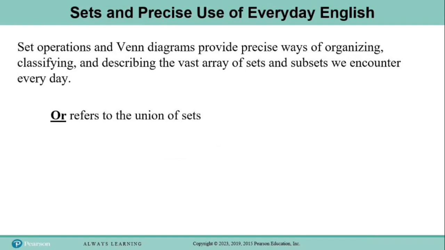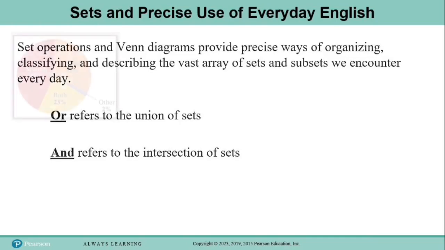So whenever you have a situation where the word "or" is used, "or" always refers to the union of two sets. And the word "and" always refers to the intersection of two sets. So again, "or" is for unions, and "and" is for intersections.